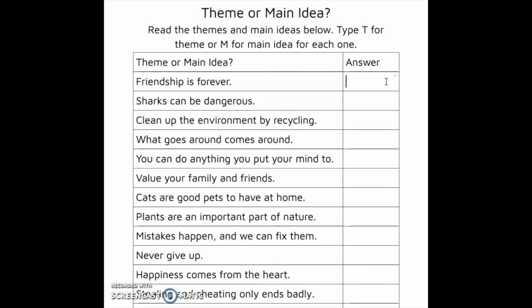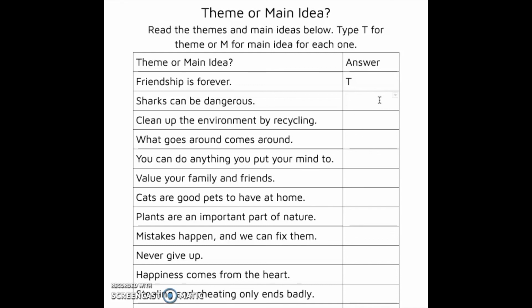For example, I read the first one. Friendship is forever. Oh, so sweet. So I'm thinking about it and I go, all right, can this be applied to different stories? Could I read different stories and say, oh, that's kind of about how friendship lasts forever? Maybe, I think so. Now, if it's a main idea, then it can only be applied to one text. All right, well, friendship is forever seems like an overall message that an author would be trying to give. So I would say that it's a theme. So I would do a capital T in there for theme. Then I'd go on the next one.